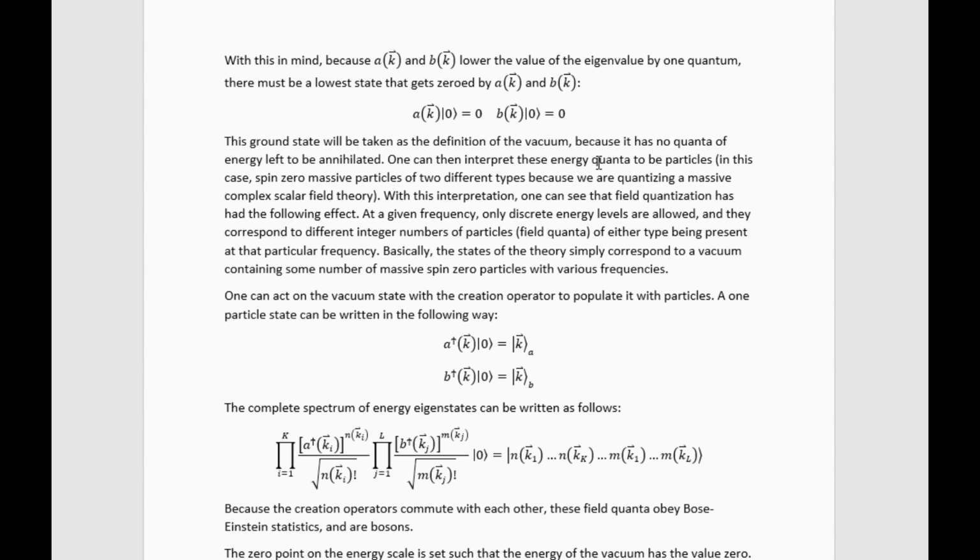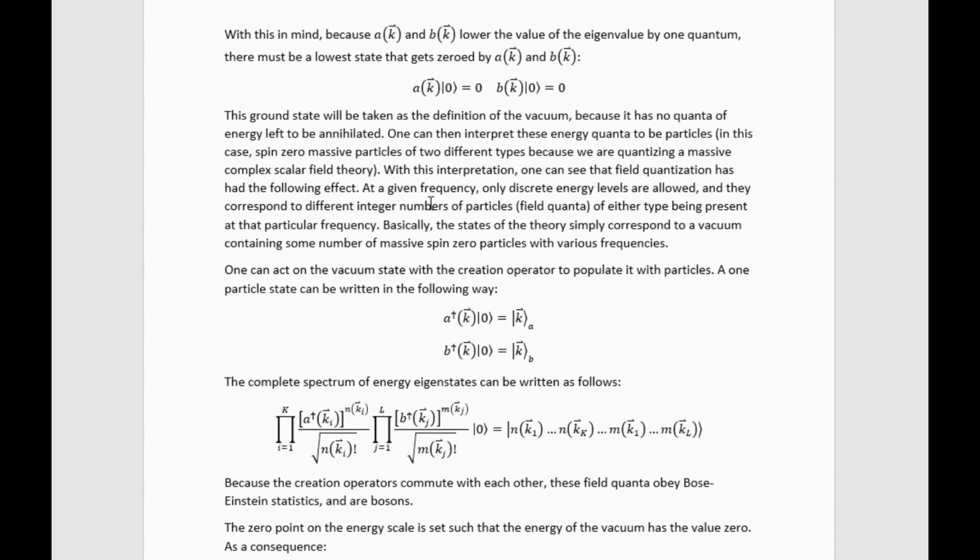One can then interpret these energy quanta to be particles. In this case, spin-zero massive particles of two different types because we are quantizing in massive complex scalar field theory. With this interpretation, one can see that field quantization has had the following effect. At a given frequency, only discrete energy levels are allowed, and they correspond to different integer numbers of particles, field quanta, of either type being present at that particular frequency. Basically, the states of the theory simply correspond to a vacuum containing some number of massive spin-zero particles of various frequencies. One can act on the vacuum state with the creation operator to populate it with particles.